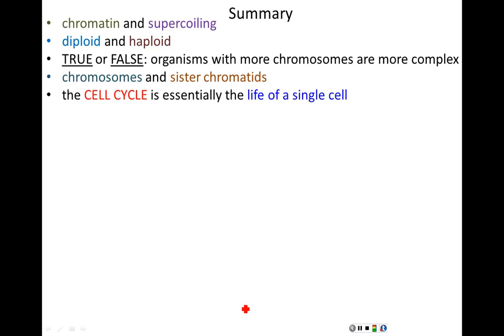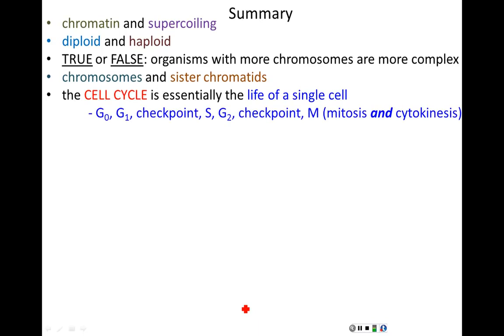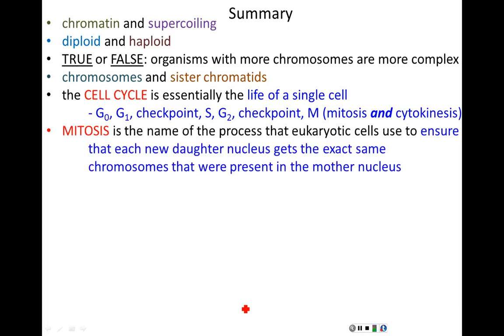We went on to discuss the cell cycle. The cell cycle is the story of a living cell. We talked about G0, where the cell does its cellular duties. G1 is the preparation for cell replication. We have a checkpoint. S is the DNA replication. G2 is the preparation for mitosis, another checkpoint. M phase is mitosis and eventual cell splitting or cytokinesis.